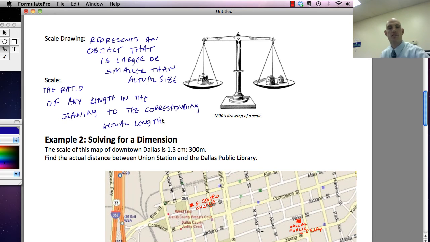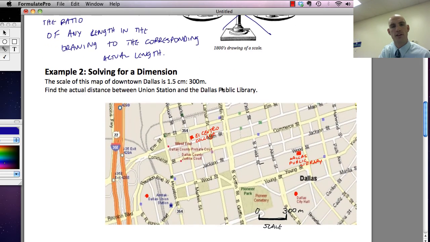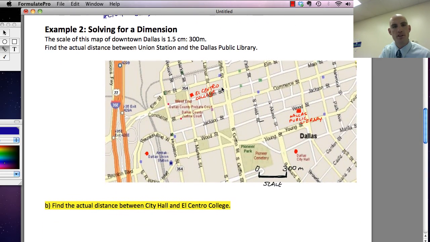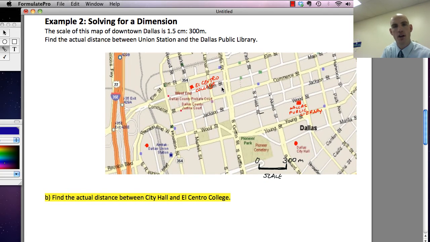Now some of you may be thinking a scale drawing would be a drawing of a scale like this. That is not true. A scale drawing is usually a smaller version of something that's actually actual sized. The most common example of this is a map, and so that's what we're going to do in this. The scale of this map is 1.5 centimeters equals 300 meters.